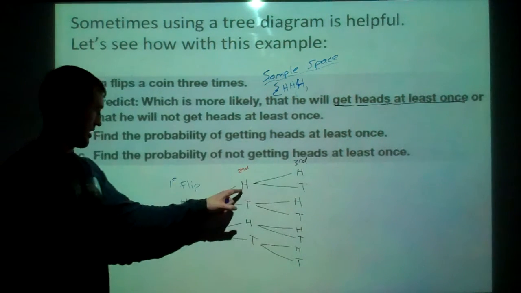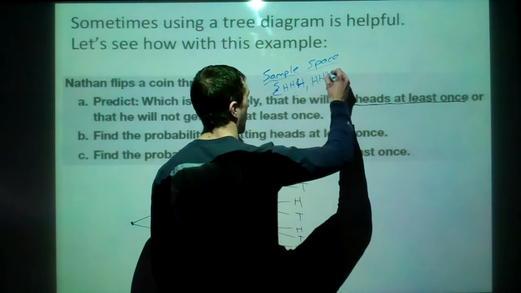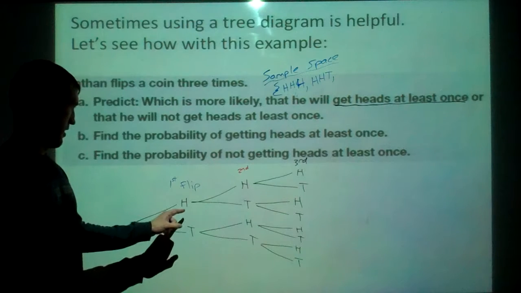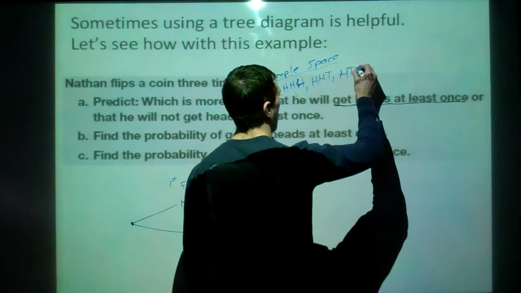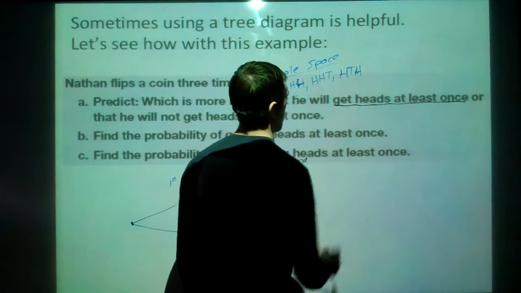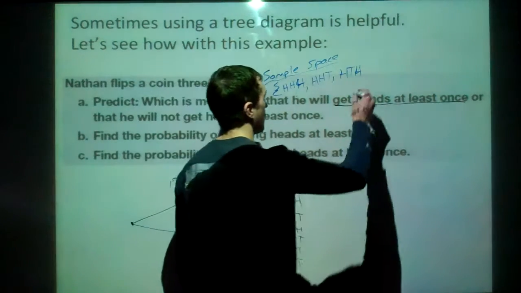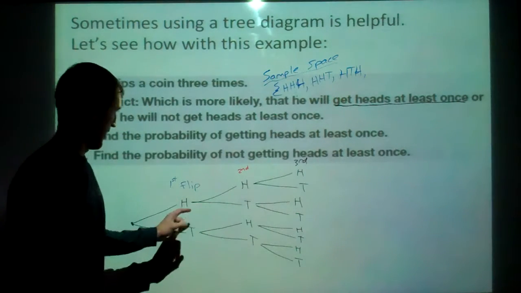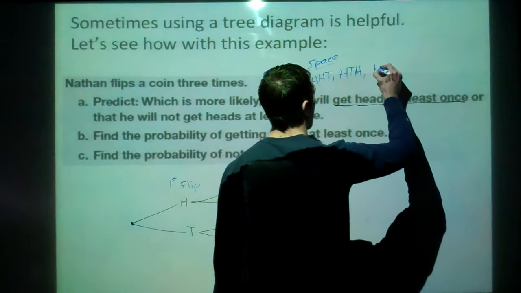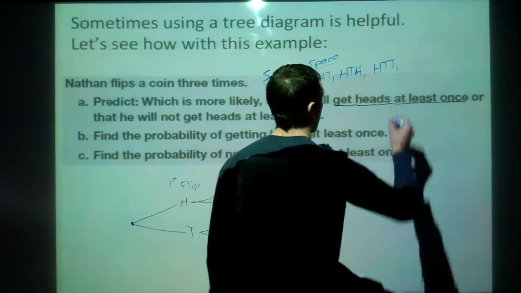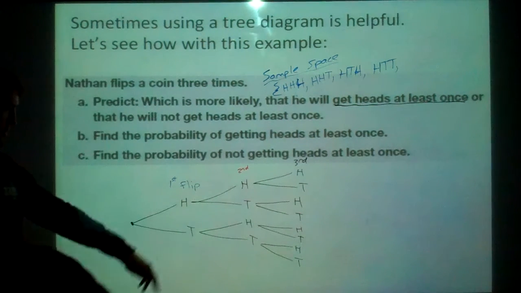We can get a heads, heads, tails. I could get a heads, tails, heads. So we're basically listing out all the different ways we could order these letters around. Our next one, heads, tails, tails. And that's all of our possibilities of getting a heads first and then our outcomes after that.